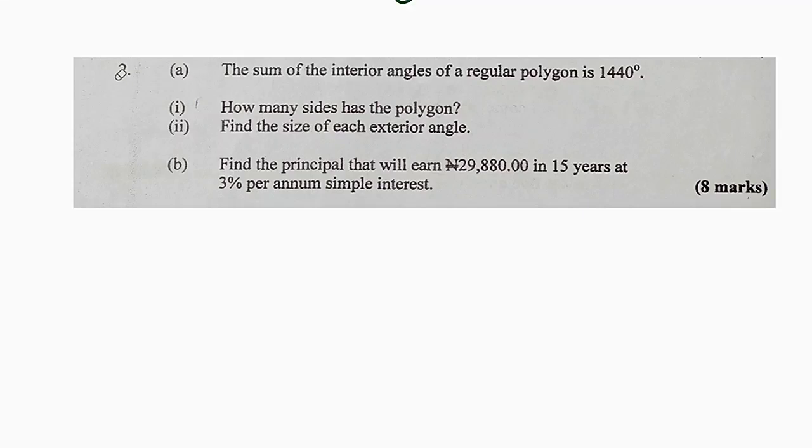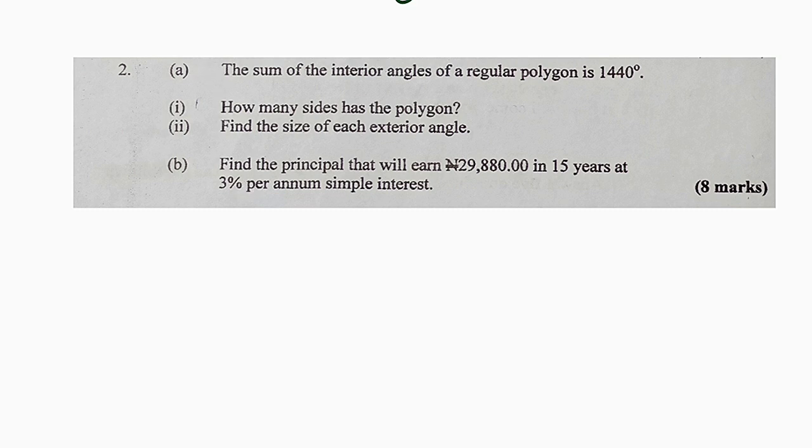The A part of question number 2 reads, the sum of the interior angles of a regular polygon is 1440. Roman 1. How many sides has the polygon? Roman 2. Find the size of each exterior angle. And the B part of question number 2 reads, find the principal that will earn 29,880 naira in 15 years at the rate of 3% per annum simple interest.